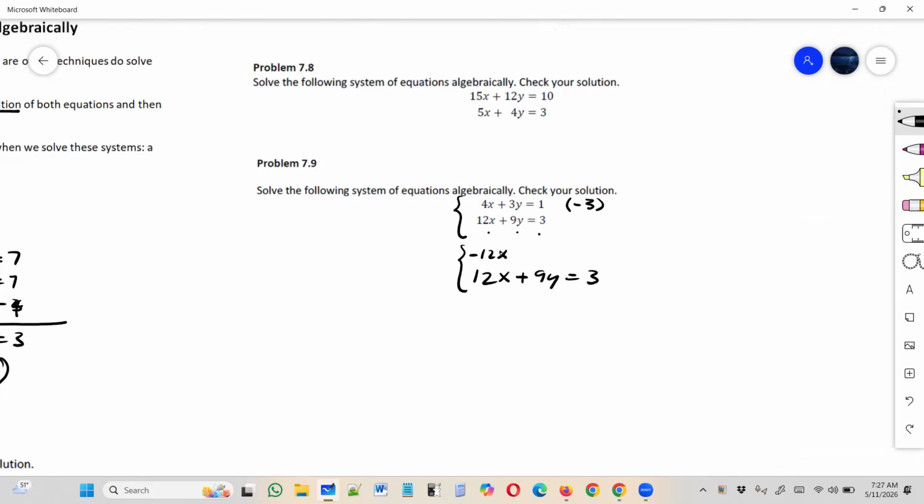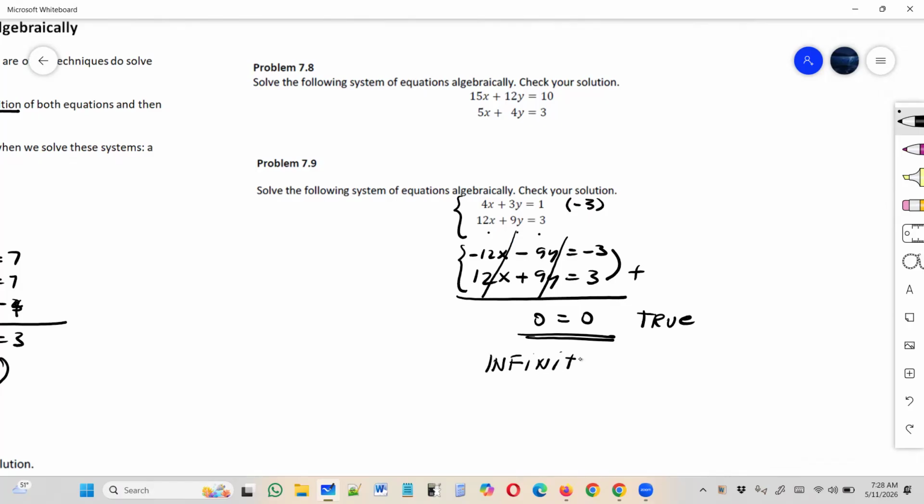So -12x, -9y, -3. And now I can add. But the x's cancel, the y's cancel, and -3 plus 3 is 0. So if you get 0 equals 0, this is a true statement. You have to write infinite solutions. Now, why is that? Because the lines are the same.